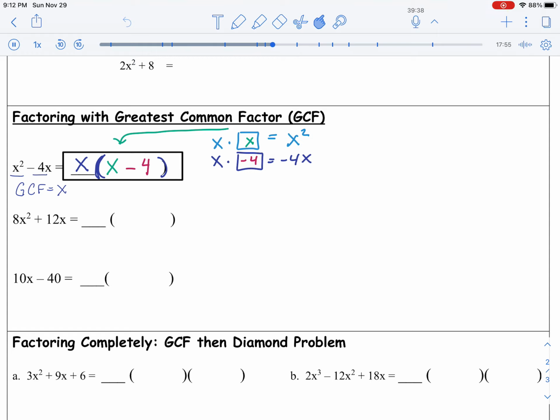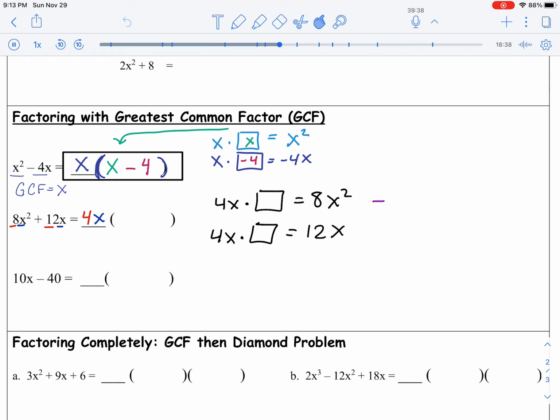Let's look at the next one. We have 8x squared plus 12x. The greatest common factor of 8 and 12 is 4. And the greatest common factor of x squared and x is x. So I'm going to ask myself two questions. 4x times what equals 8x squared? And 4x times what equals 12x?